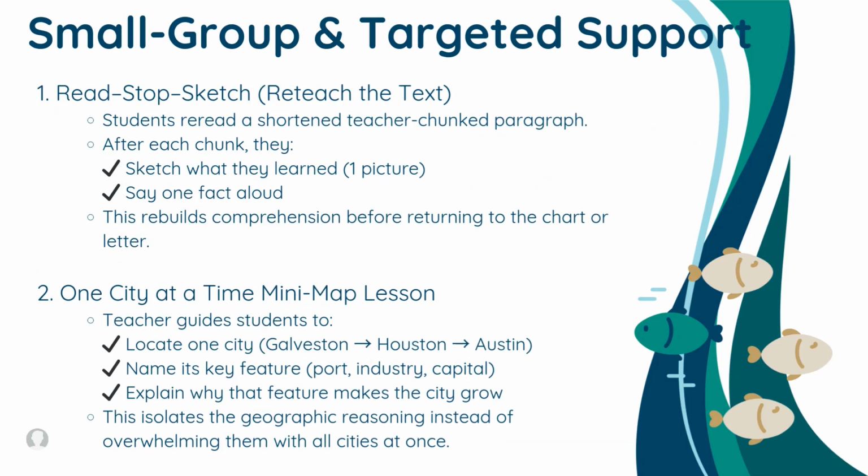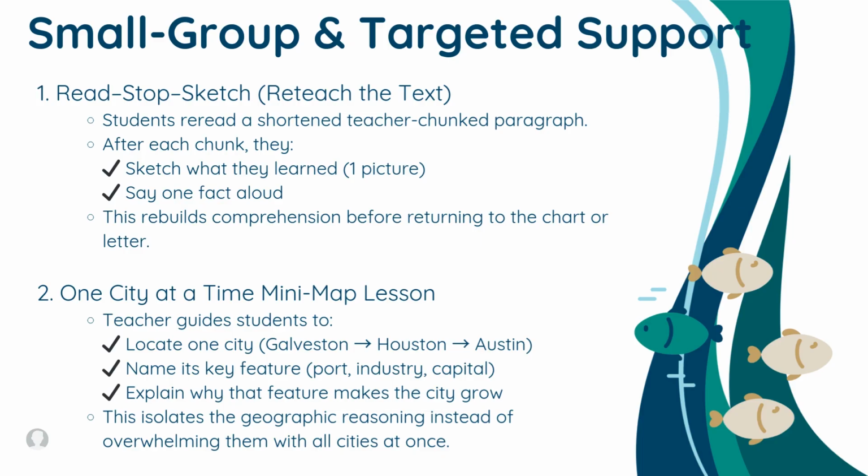The next few slides will give you some ideas for small group or targeted support if you need that during the intervention time of the unit for this lesson. And so these are intervention moves for students who didn't get it the first time. The first one is read, stop, and sketch. It's a quick way to rebuild comprehension: shorten the text, chunk it, and after each chunk, students sketch and say one fact.